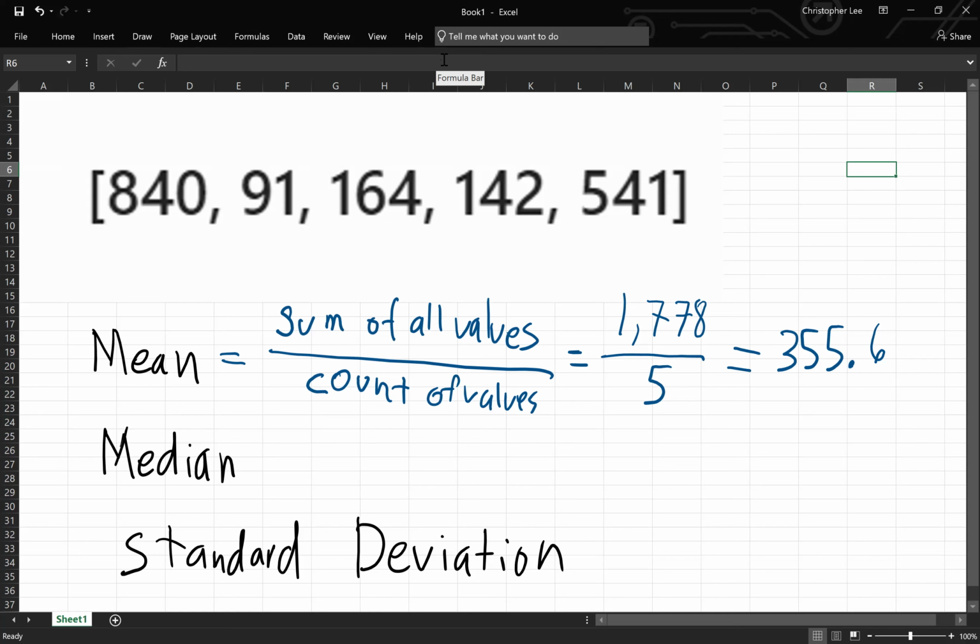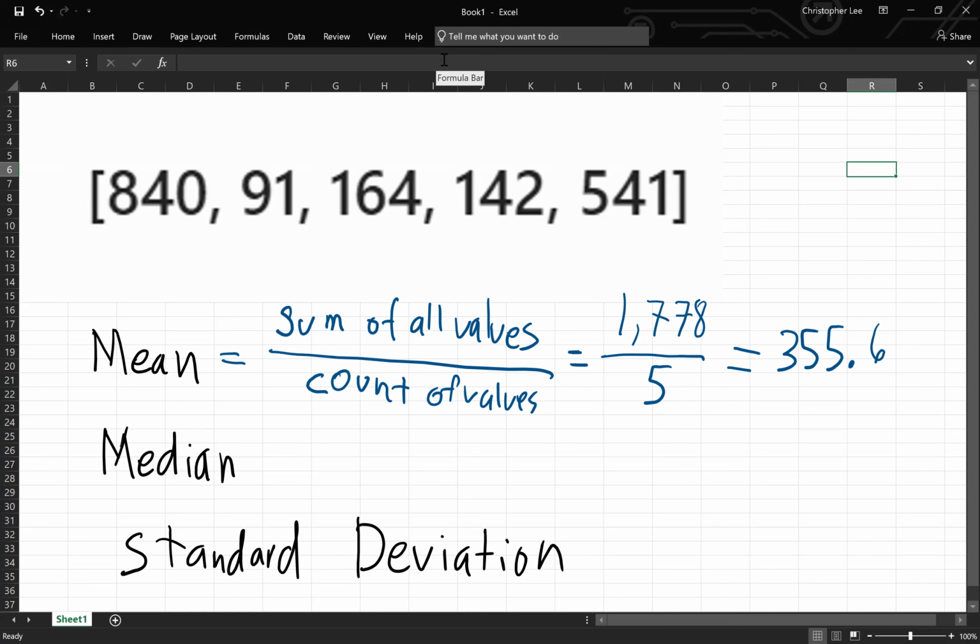To find the mean, we sum all the values and divide by the count of how many values there are. On your formula sheet, chapter 3, the formula is right there where it says sample mean. So we don't have to memorize it.